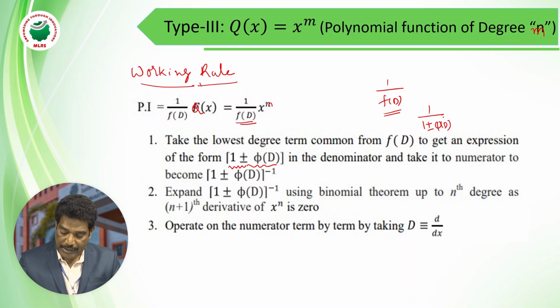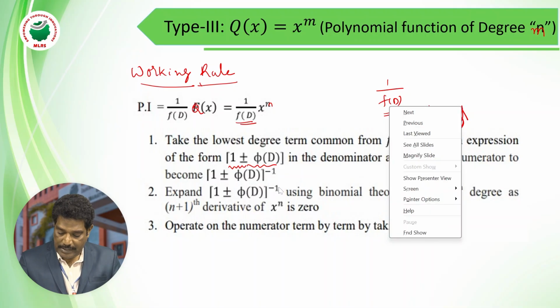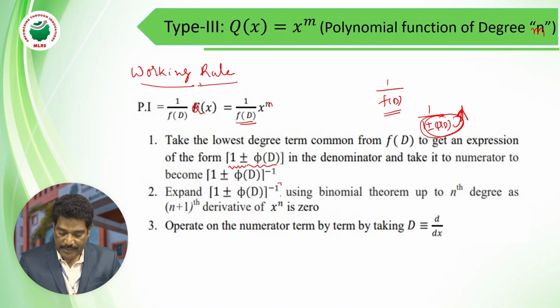After rewriting into the form of 1 plus or minus something in terms of D, now take the denominator into the numerator and then expand it. So this is taken into the numerator, and you will get it in the form of whole power minus 1. Now you can expand it using the negative binomial expansion up to n terms.